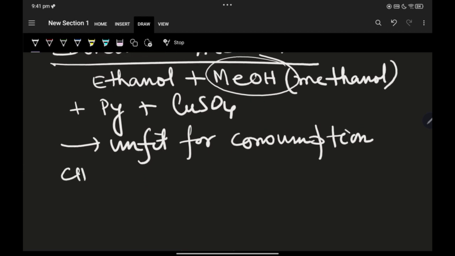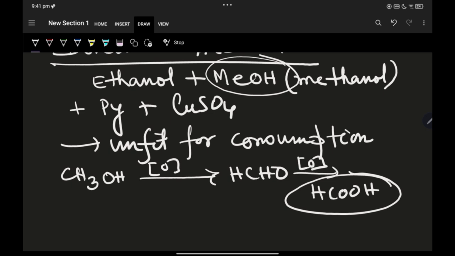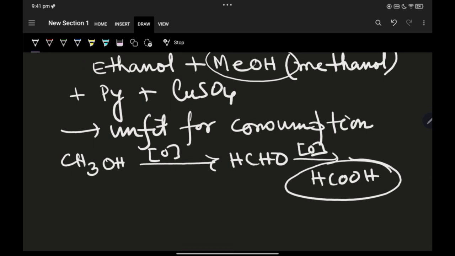The methanol gets oxidized to HCHO, methanal, and then it will again get oxidized inside your body to methanoic acid, which is harmful. Not in very less amount, but in excess amount it is harmful. It can cause blindness, it can cause death. So methanol gets oxidized to aldehyde, methanal, and also methanoic acid. So your body may get poisoned.